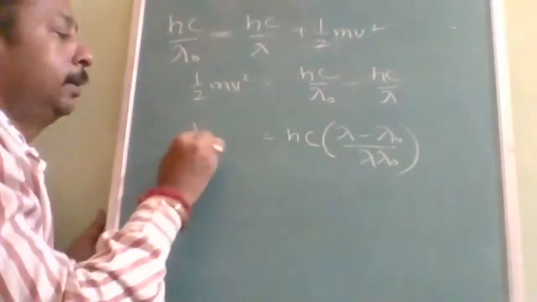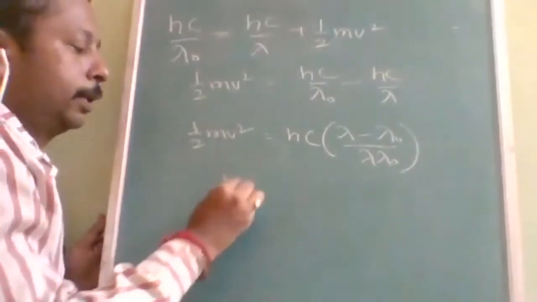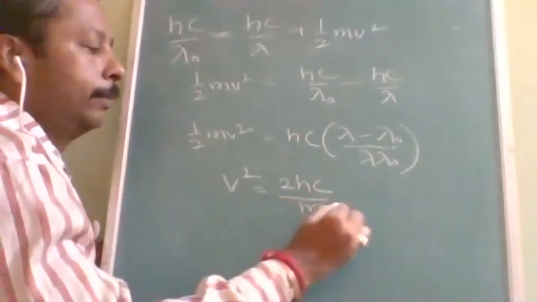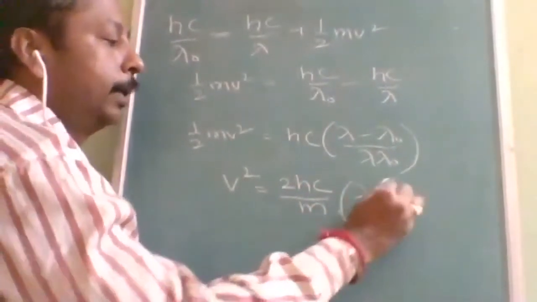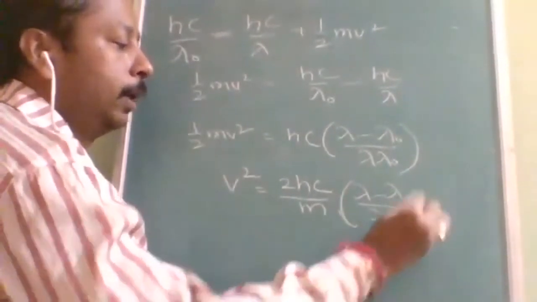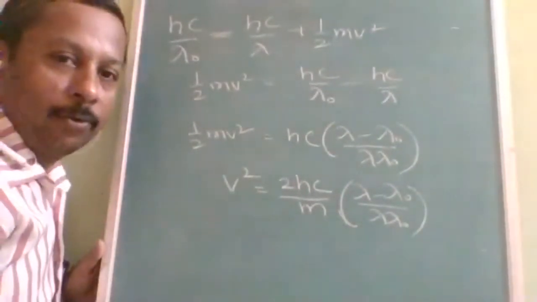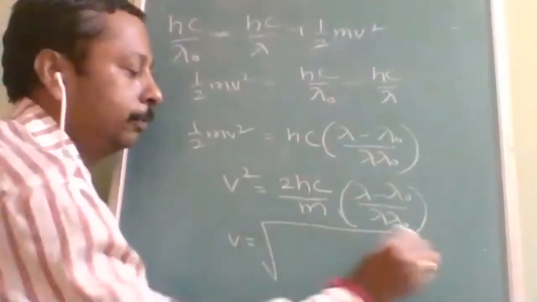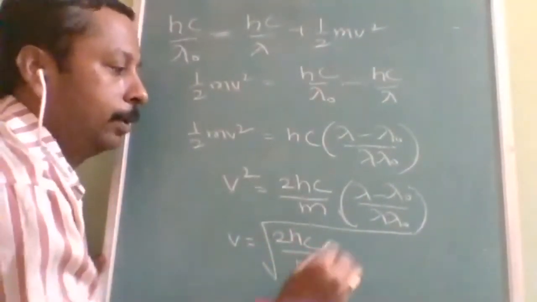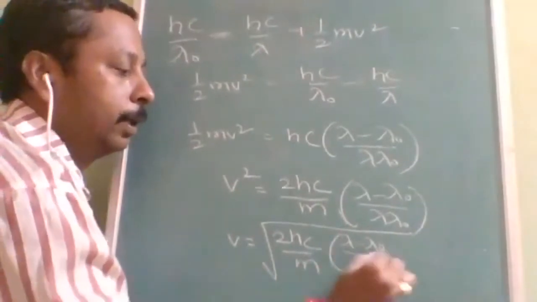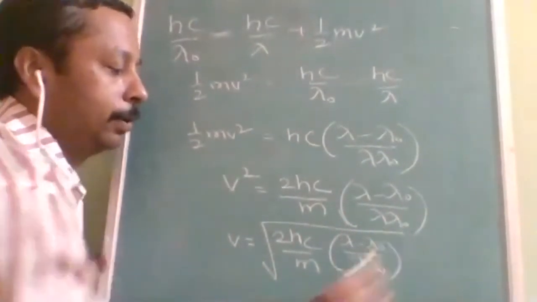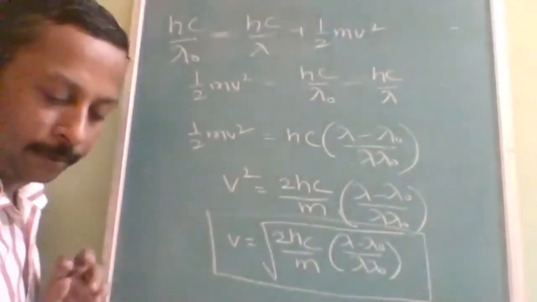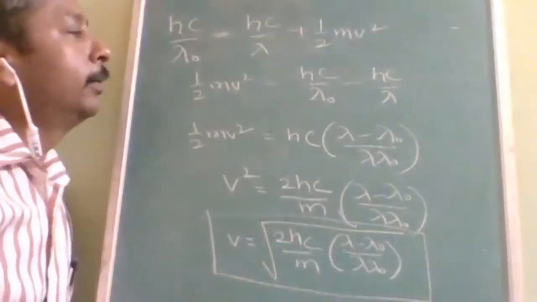Okay, this is correct. Half mv square. We are concerned with the velocity. So v square is 2hc upon m into (lambda minus lambda naught) by (lambda into lambda naught). But we don't want v square, we want v, which is equal to the square root of 2hc upon m, (lambda minus lambda naught) by (lambda into lambda naught). Okay, so this is the v, velocity of electron. So I think, am I correct or not?